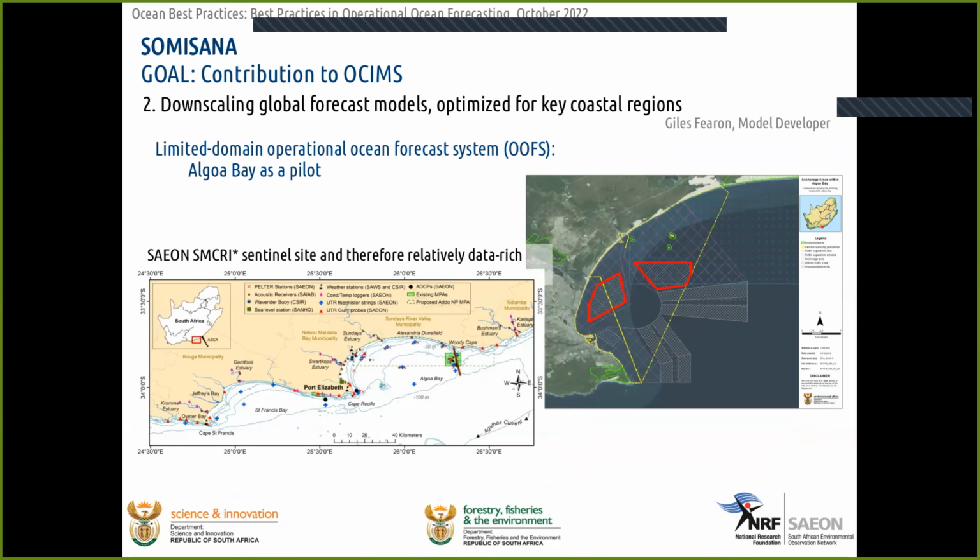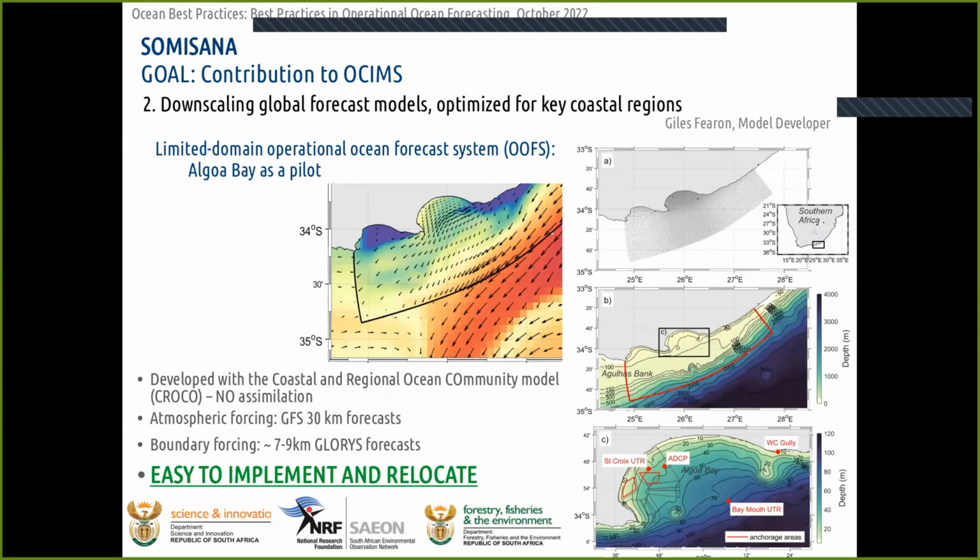And in addition to being a contentious and high-risk region, it is additionally a SAON shallow marine and coastal research infrastructure, or SMACRI sentinel site, which means that it is very well monitored. And we're also looking toward an integrated operational observing system in that region. So we have a lot of in situ observations there. So this made Algoa Bay an obvious location for our pilot forecast model.